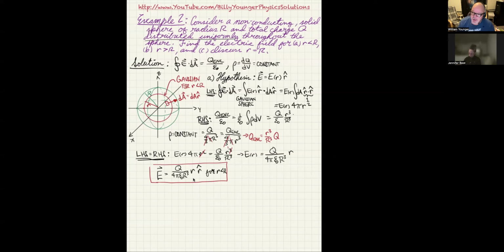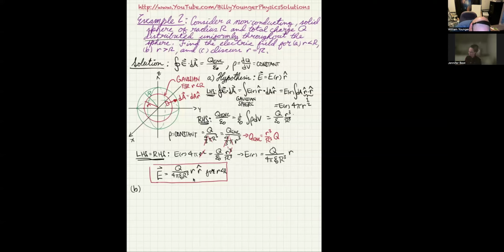So if you're at 1 centimeter from the center and you got a strength of 100, if you go to 2 centimeters, you're going to have a strength of 200. If you go to 3 centimeters, you're going to have a strength of 300 newtons per coulomb. So now I can do part B. You sure you have no questions on this? You good, Jen? Okay. All right, so part B, this is for R greater than big R.